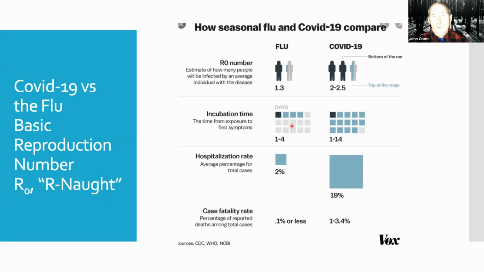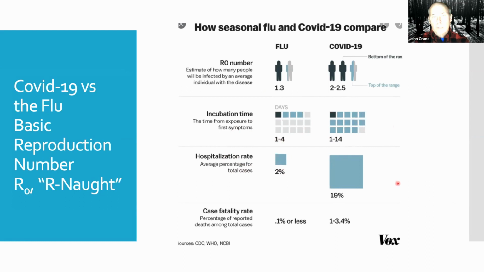Okay, incubation time with the flu is shorter, 1 to 4 days. If a family member has flu and 4 days go by and you haven't caught it, then you probably won't. Notice that with COVID-19, it's much longer, up to 14 days, but most people develop it by about 7 days. 5 to 7 days is the peak onset time.